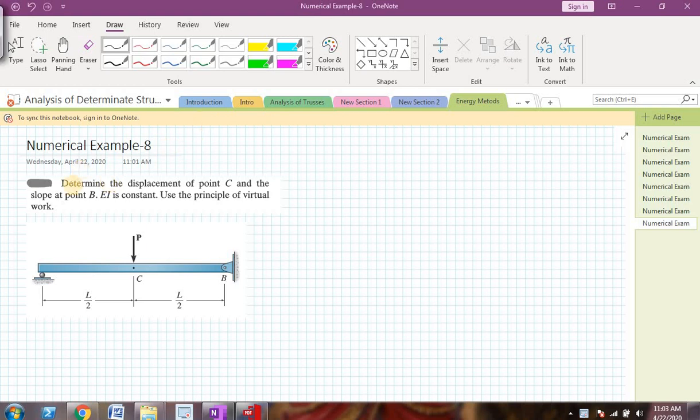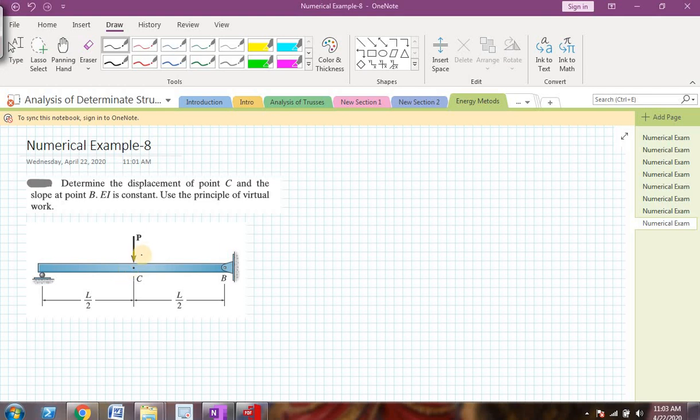Now the problem goes like this. Determine the displacement of point C and the slope at point B. EI is constant for this beam, so we have to use the virtual work principle. Here it is a roller support and here it is a pin support, and we have load P exactly at the center. The total span of the beam is L and the load is exactly at the center of the beam.